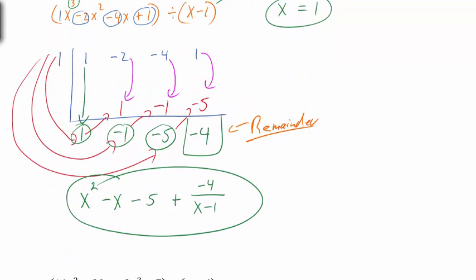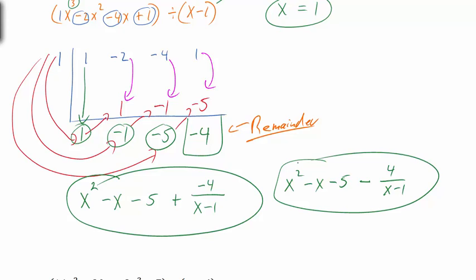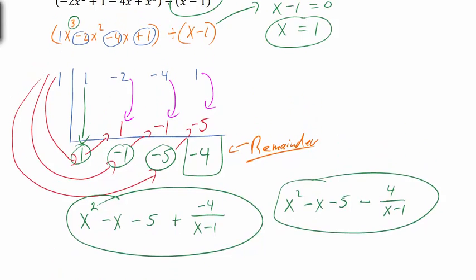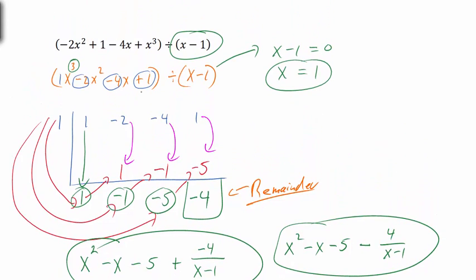Now, another way we could write this particular problem is we could write this as x squared minus x minus 5, and then we could say minus and put the 4 over x minus 1. So either one of these answers would be correct. So if you're looking at your question as multiple choice answers, realize that you could write this as plus the -4 over x minus 1, or you could just simply put the negative out front, and then you would have a +4 over x minus 1. And you can always practice, again, if you prefer using long division, you could still use long division, and you would certainly get the exact same answer.